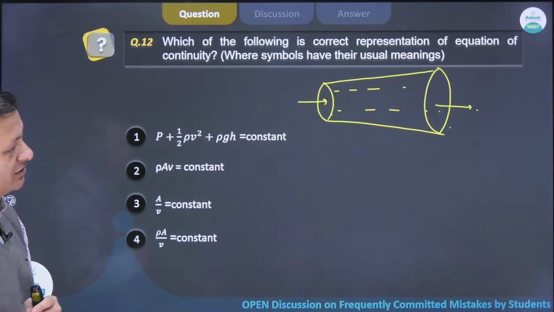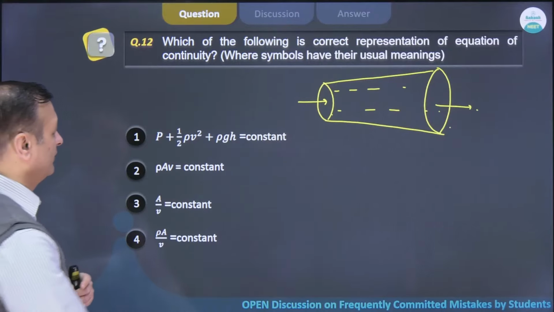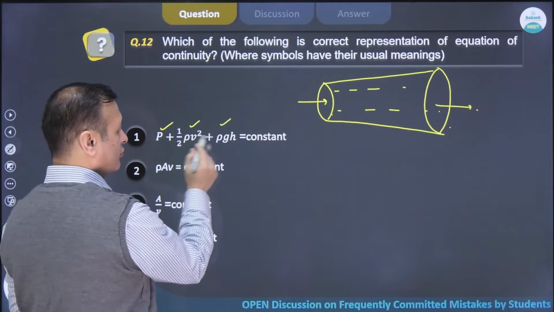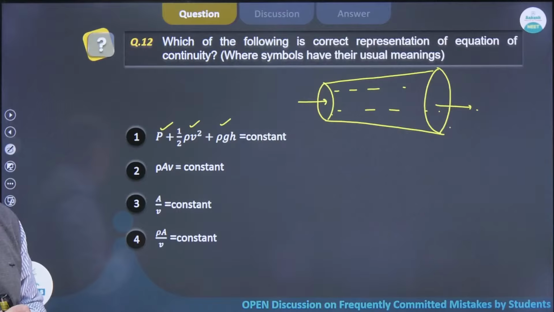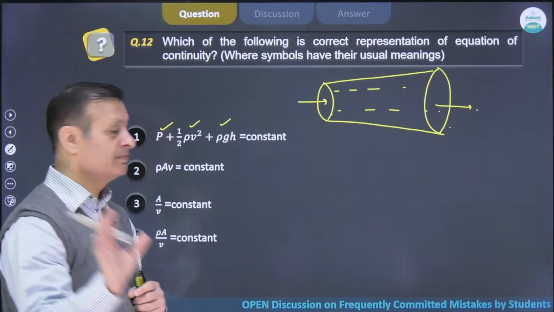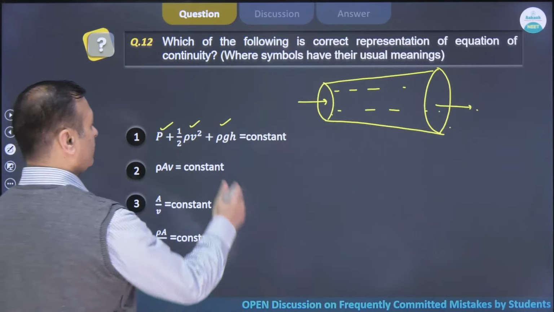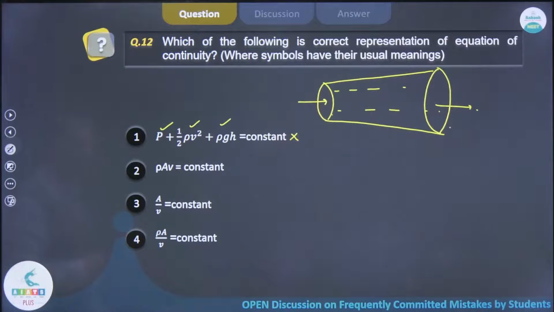If you follow the law of conservation of energy, this is the total energy, this is the pressure head, this is the velocity head, and this is the gravitational head, that remains constant. So this is Bernoulli's equation, which is based on conservation of energy, but we have to find the equation of continuity. So this is probably not the answer, because they are talking about Bernoulli's theorem, which is based on conservation of energy.